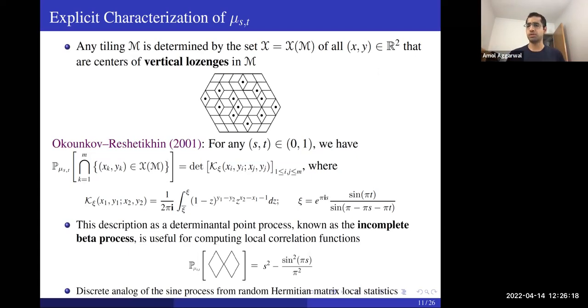And the claim, which is a very simple thing to check combinatorially, is that the full lozenge tiling is just determined by the locations of the vertical ones. So the locations of these dots determine all of the tiles in my tiling. Then the question of what is the law of a tiling boils down to what is the law of this X_M, the set of all of my vertical tiles. For this measure mu ST, there's an explicit characterization in terms of a determinant. So the statement is the following.